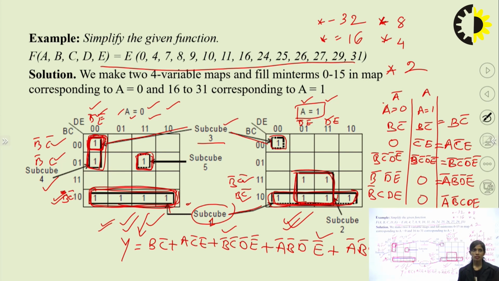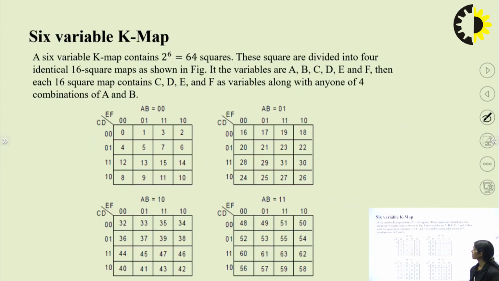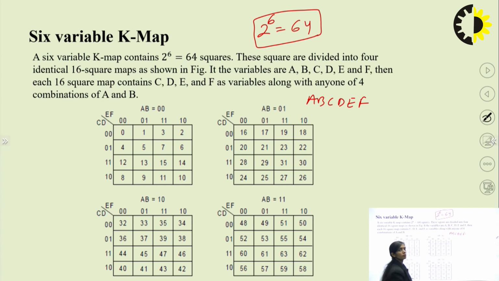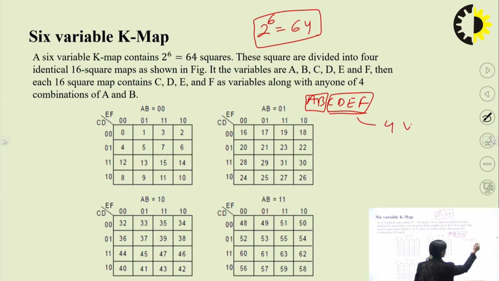Similar to that, we can also solve the 6 variable K-map. The concept will remain the same. In a 6 variable K-map, we have A, B, C, D, E, F. We have 6 variables, which means 2 to the power 6, so the number of blocks will be 64. This is how it can be split up here. We can split it up like this, A, B and C, D, E, F, a 4 variable K-map.